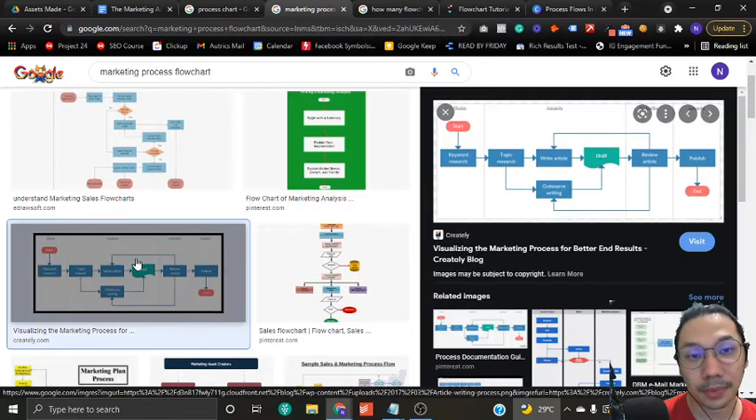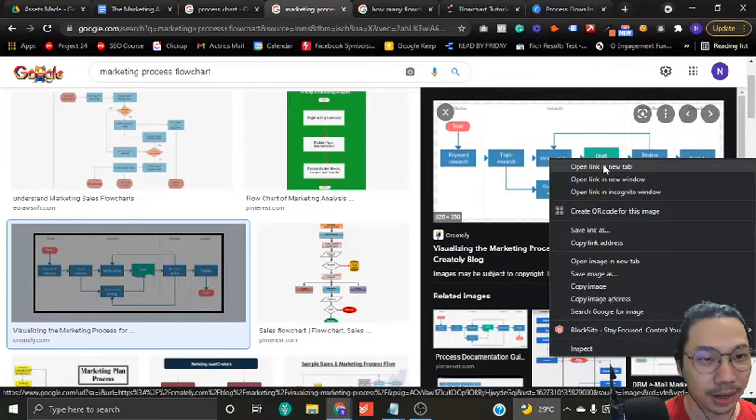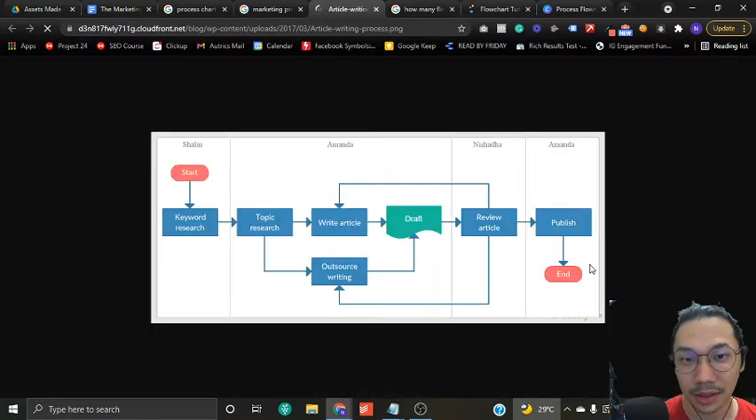Now, this one is more interesting. Let's open the image in a new tab to have a better view. This is also not really for marketing, this is particularly for content creation for SEO. You can see it's divided into different segments. We probably want to try to do something like this, hopefully, but maybe not today.